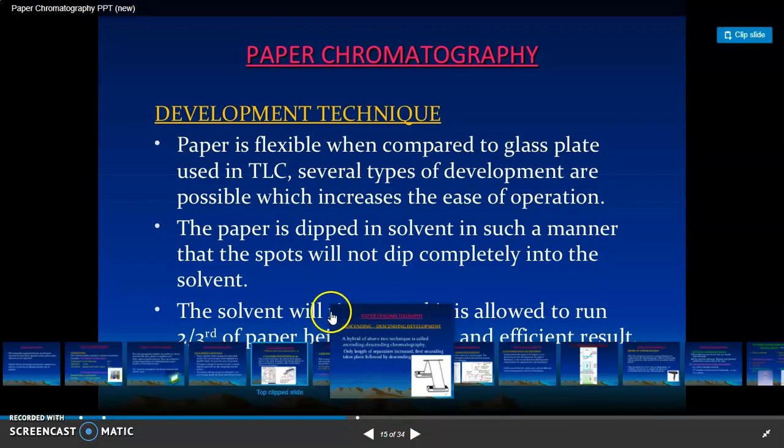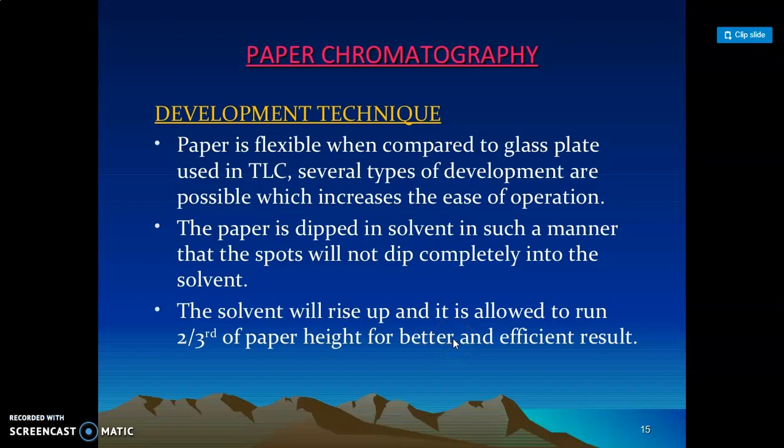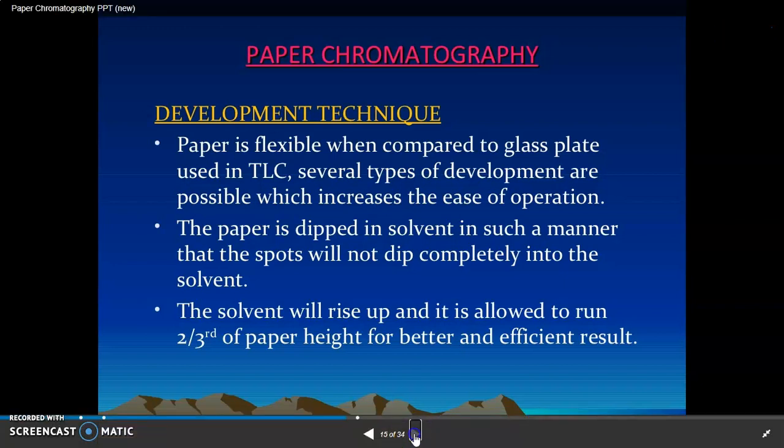So the solvent is allowed to run up to 2/3 of the paper height for a better and efficient result, okay. The solvent which is there in the development chamber ascends the paper by capillary action and it is allowed to run for 2/3 of the length of the paper, okay.